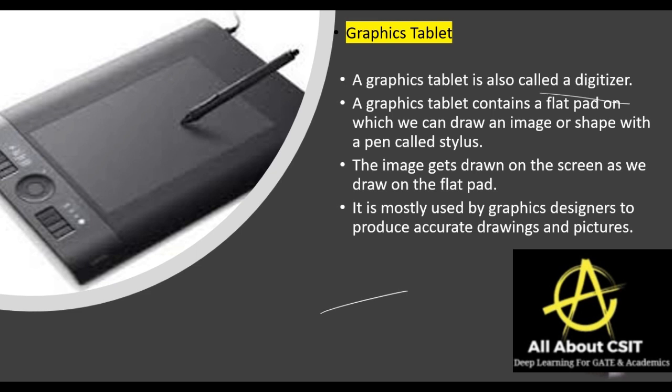This is one of the pointing and positioning devices. We can draw images or shapes with the help of the pen called a stylus. This is a pen we generally call a stylus. The image gets drawn on the screen as we draw on a flat pad. Whatever I'm writing here on the flat pad is going to be displayed on the screen. It is mostly used by graphic designers to produce accurate drawings and pictures. When you are working on picture drawing, it's better to use the graphics tablet.